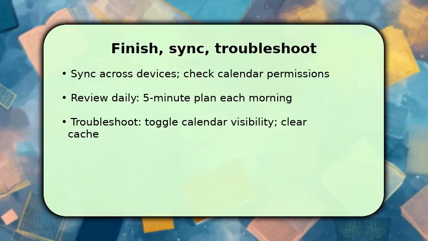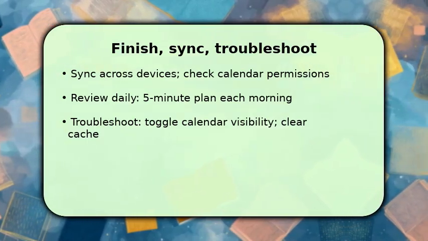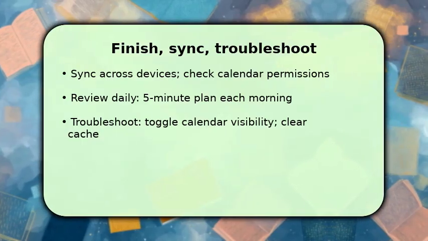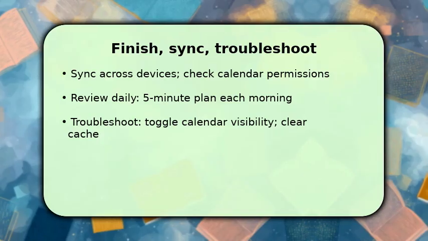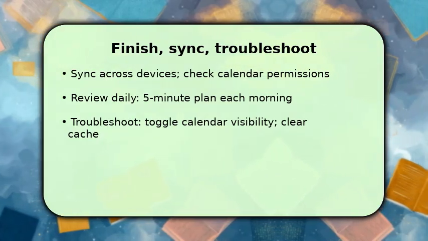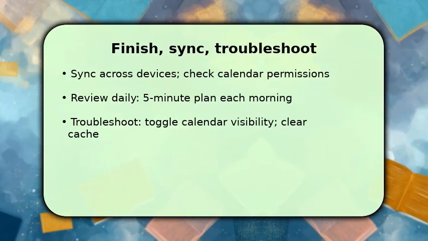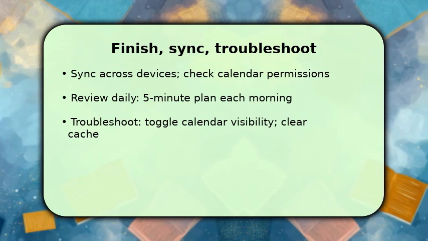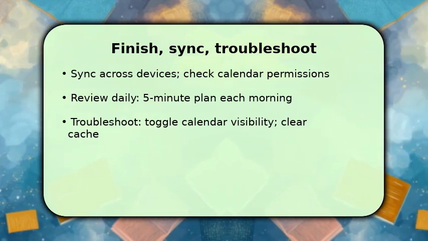If notifications fail or events disappear, first toggle calendar visibility, then sign out and back in. If problems persist, clear the app cache or reinstall. This often restores proper syncing. Finally, if overwhelm returns, reduce visible calendars to 1 and rebuild gradually so you stay on track.